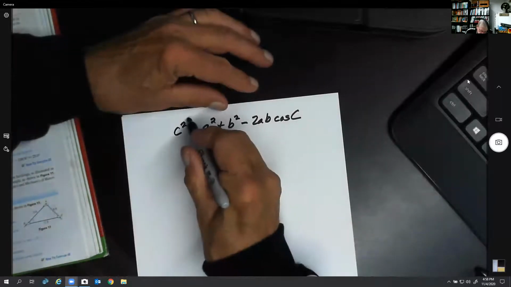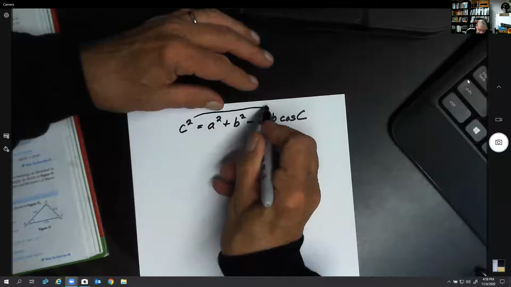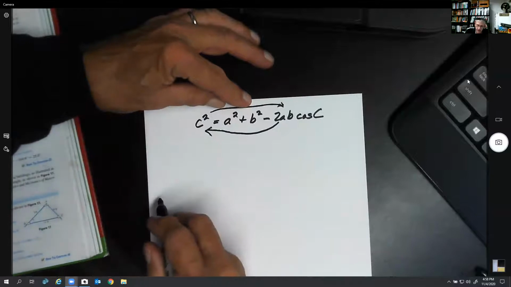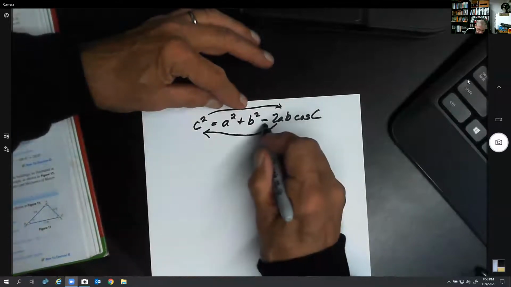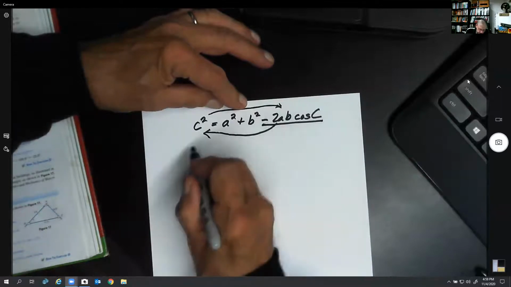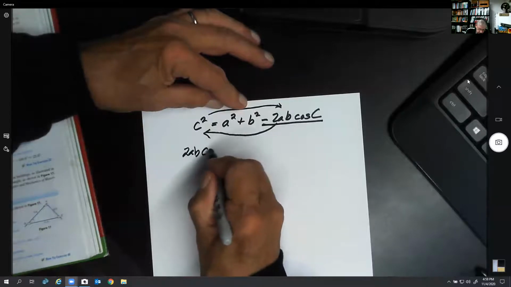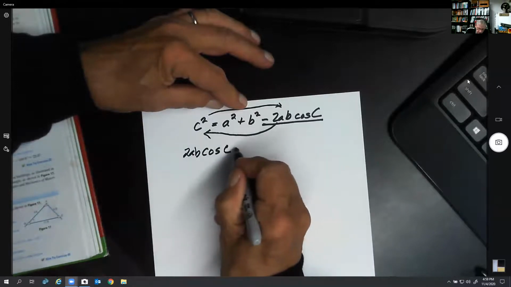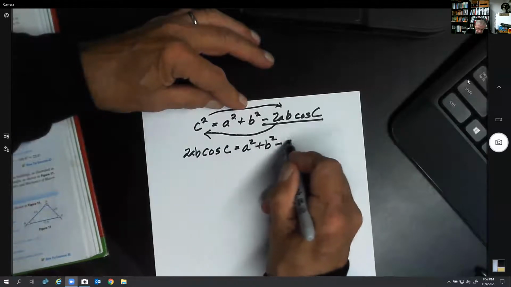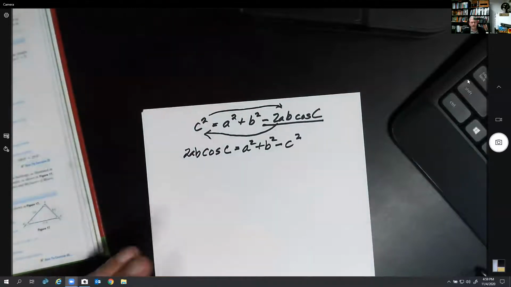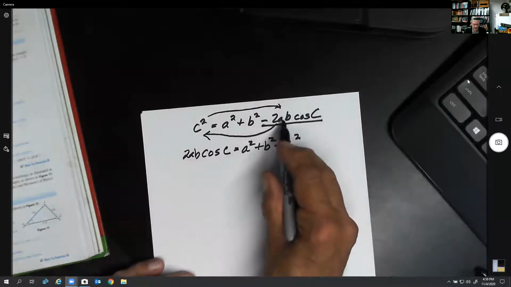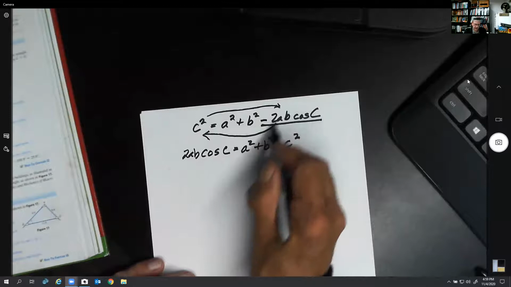What I'm going to do is bring the C squared over to this side, and I'm going to bring the negative 2AB to the other side. I'm going to switch sides with just this portion of the problem. So let's bring this over first. This will become positive 2AB cosine C equals, and this will be A squared plus B squared minus C squared. If you do it this way, then you don't get bogged down with negative signs so much. Bring this over, it becomes a negative. Bring this over, it was negative, becomes positive.